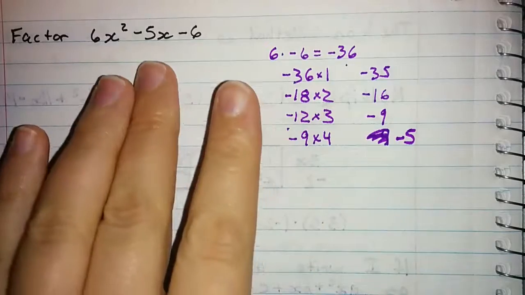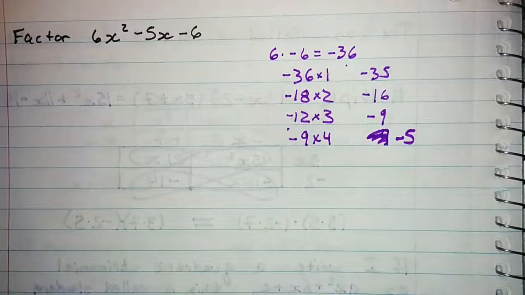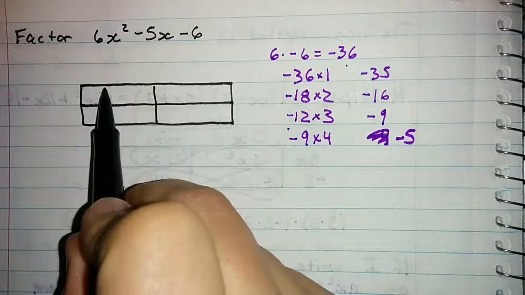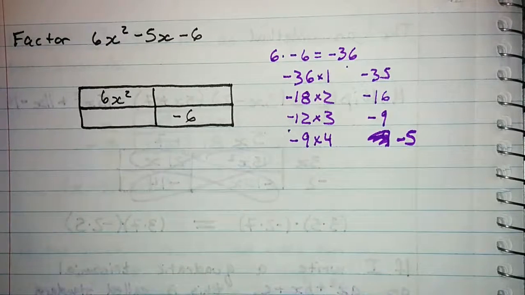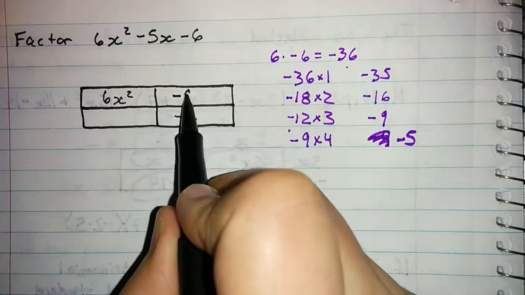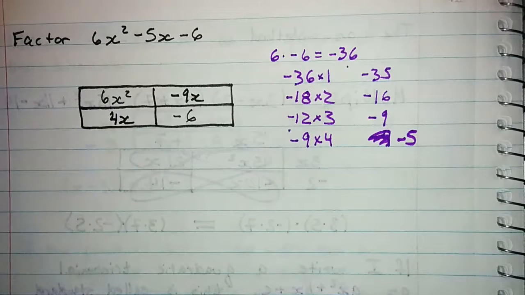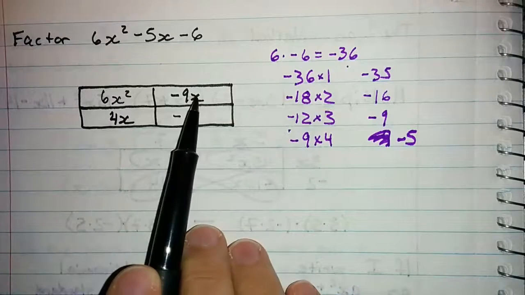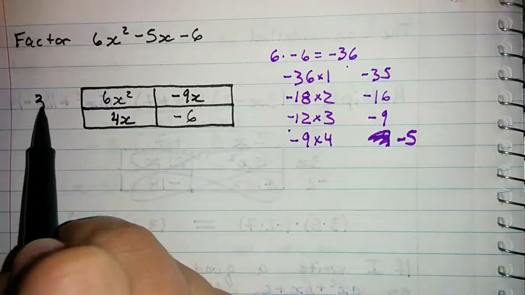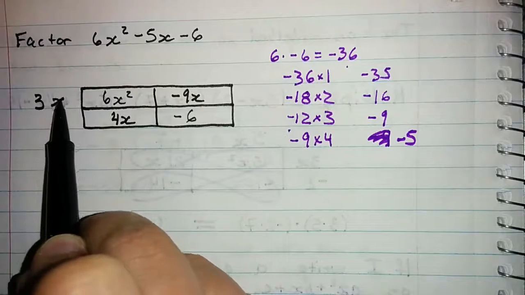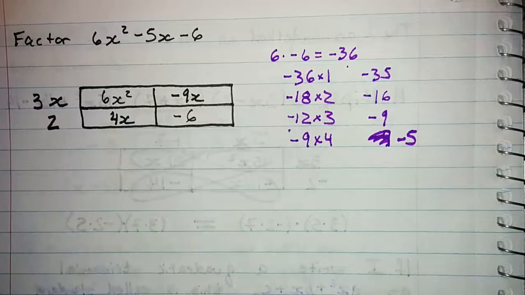So we want to split up this negative 5x middle term as negative 9x plus positive 4x. So we'll have our 6x squared here, our negative 6 down here, and then we'll have a negative 9x and a positive 4x. Looking at my rows, I think here there's a 3 as a common factor and an x as a common factor. Here I only see a 2.